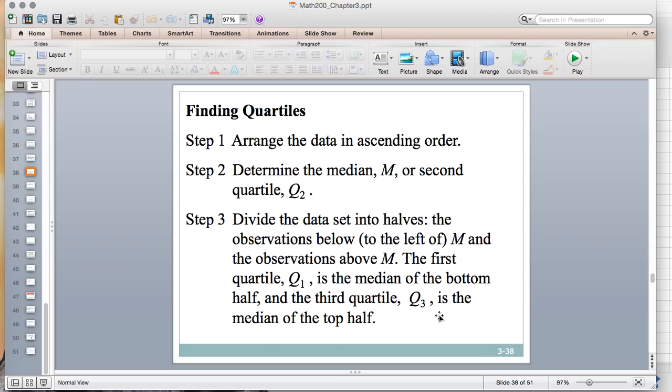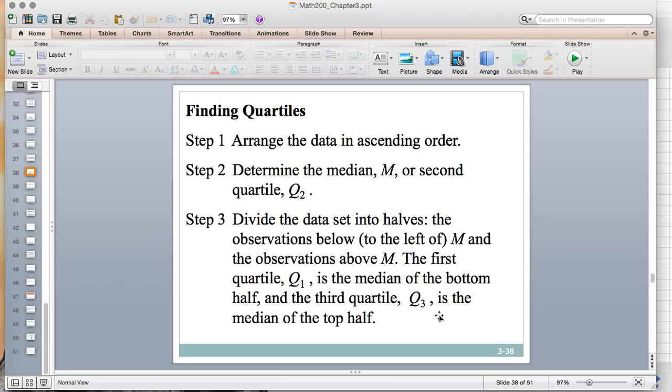But if you want to find quartiles, all you have to do is start by arranging your data in order and then finding the median, which we already know how to do. And then you just divide your data into two halves. You take the observations that were below the median and the observations that were above the median.